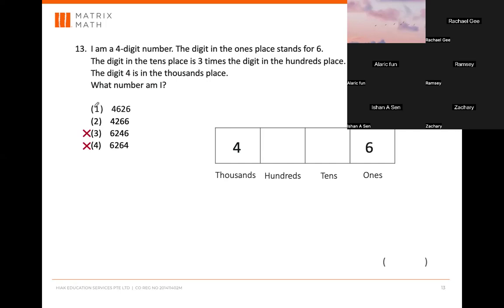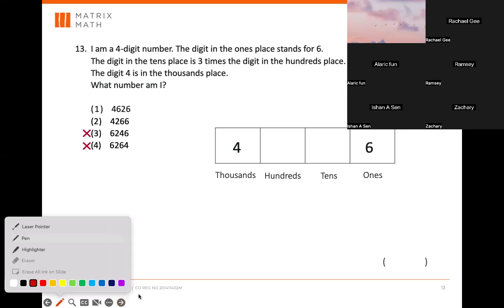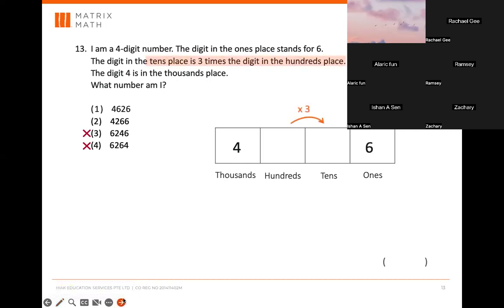So you're left with option 1 and 2. So what we need to take note of is the tens place is 3 times the digit in the hundreds place. Okay, so this times 3 will give you the tens place here. Okay, so here you go. So this is 2 times 3 will be 6. Okay, so the answer will be option 2.